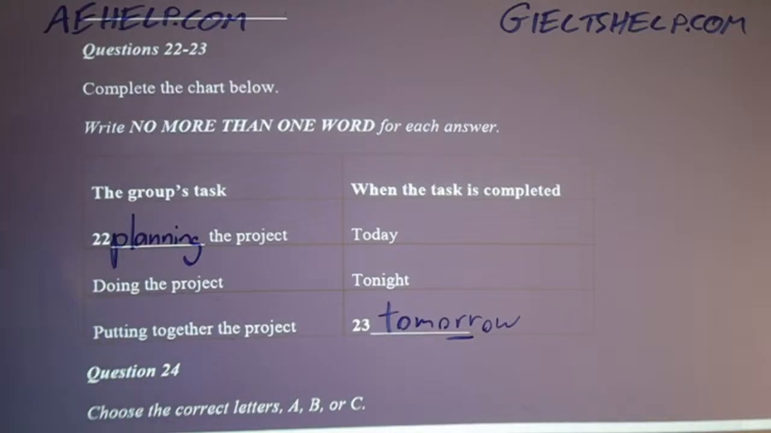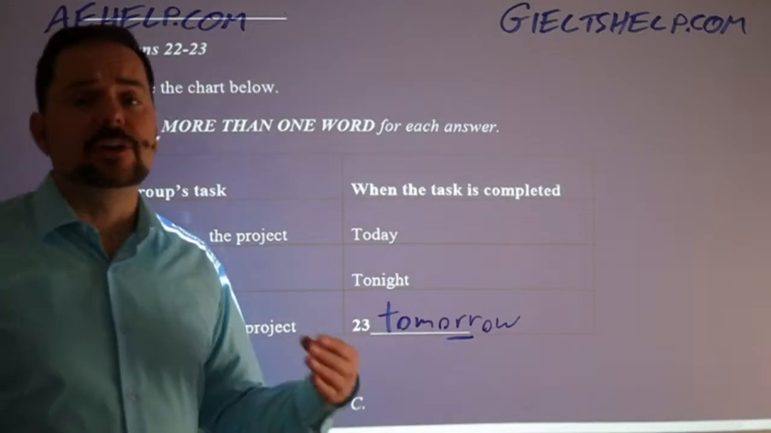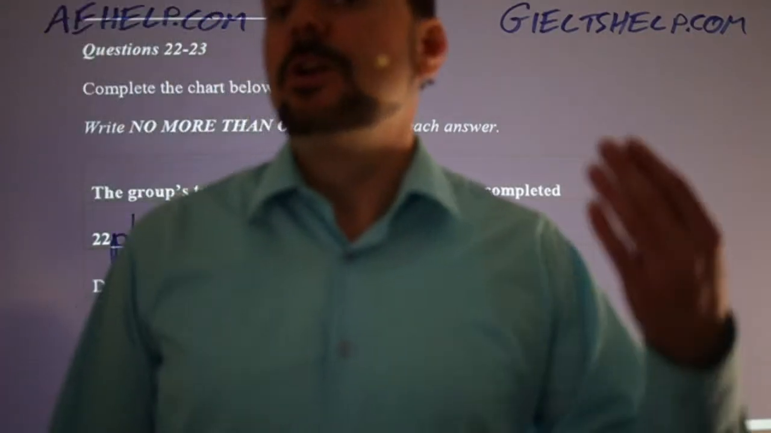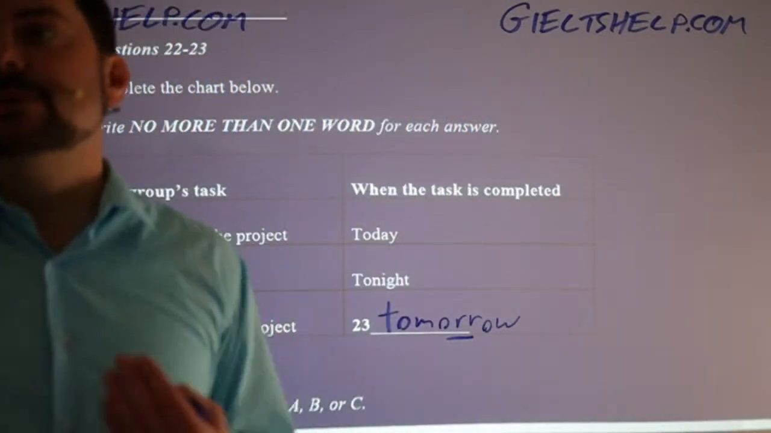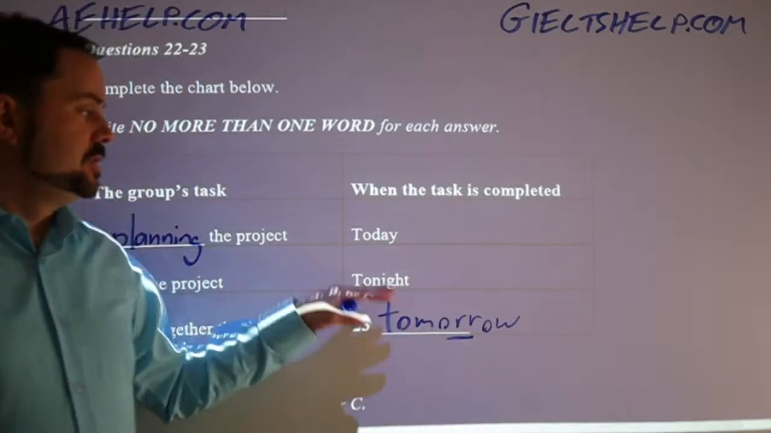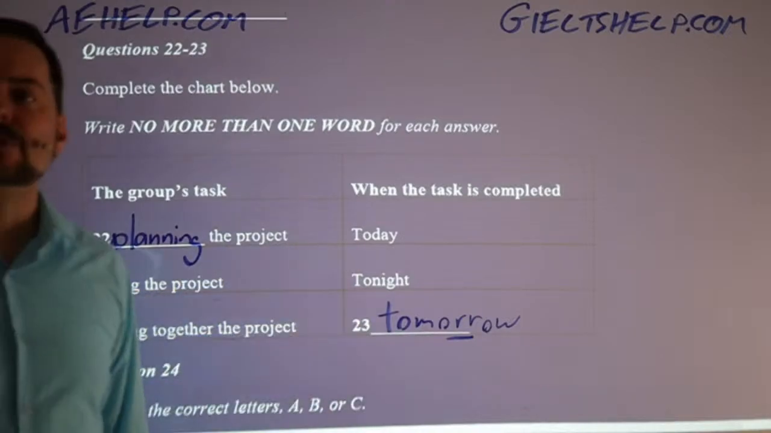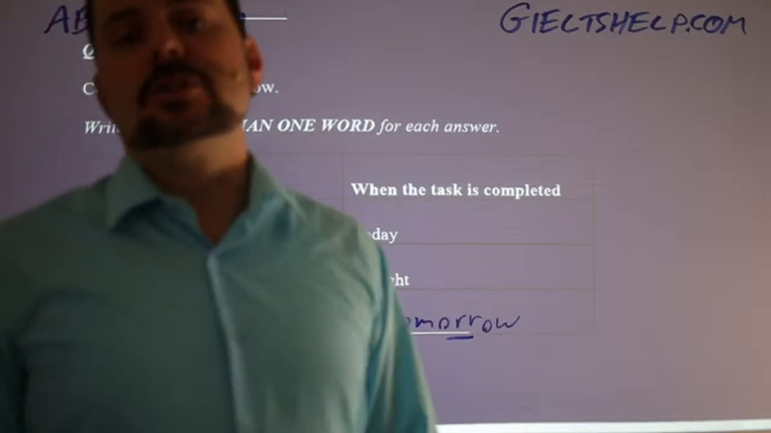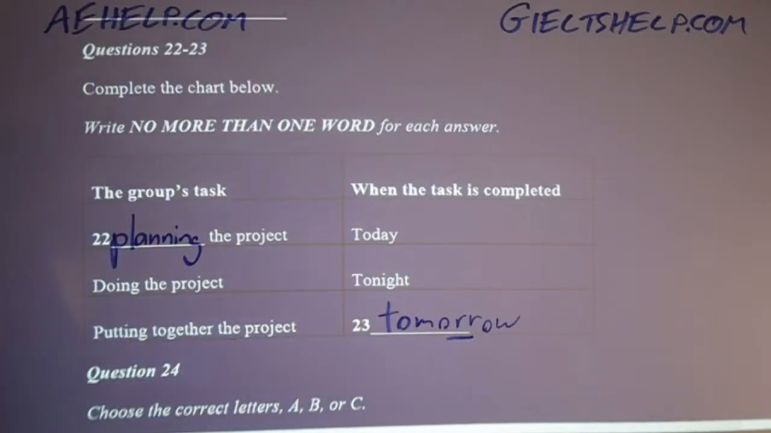For 23, if you say putting together the project Friday, you'll get it wrong because they're actually putting together the project Thursday, not Friday. Friday, they're handing in the project. So be really careful, but you shouldn't put Thursday here. You should just put tomorrow. So today, tonight, tomorrow. You can use a capital. They use capitals here, but you don't have to. It's a common noun, so it doesn't need a capital letter, okay? Just be really careful with spelling, right?